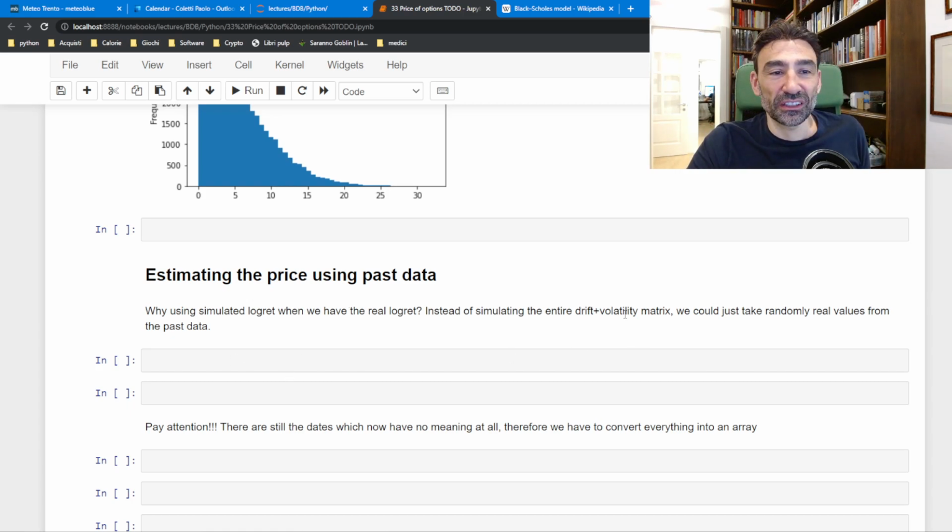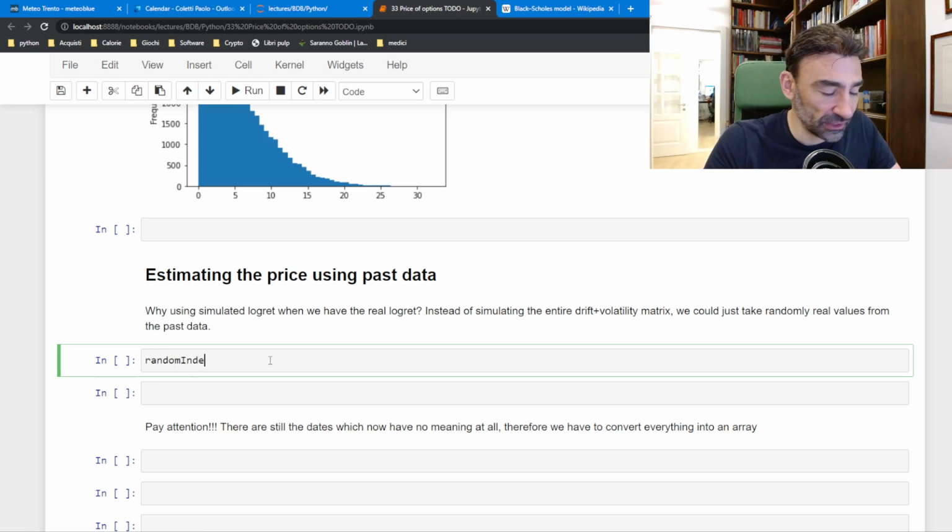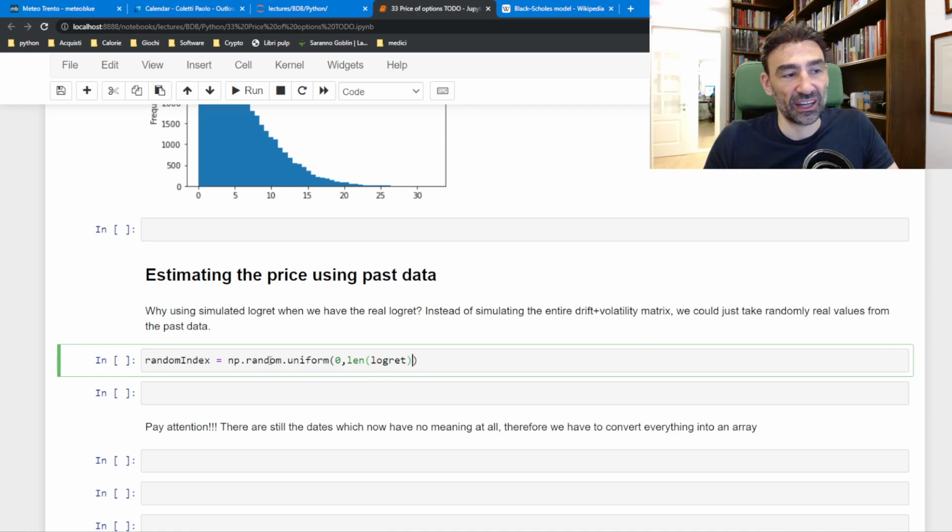Okay, so instead of using drift plus volatility, I will use that log ret taken from the past data. So since I take it randomly, I should decide which value to take. So I should build a random index, np.random.uniform. Sorry, not uniform, but let's start with uniform. Uniform from 0 up to the len of log ret. So this will extract a number from 0 up to the len of log ret, okay, and we'll create 100,000. For the moment, only 100,000.